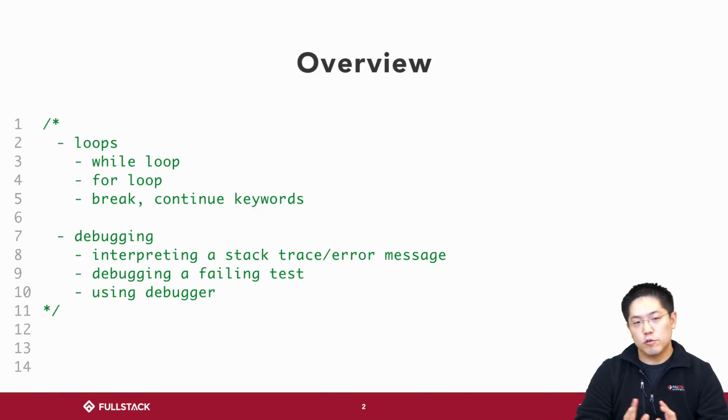There's two major kinds of loops, the while loop and the for loop. And then we'll talk about the break and continue keywords inside of those loops. And then in the next video, we'll talk about debugging.